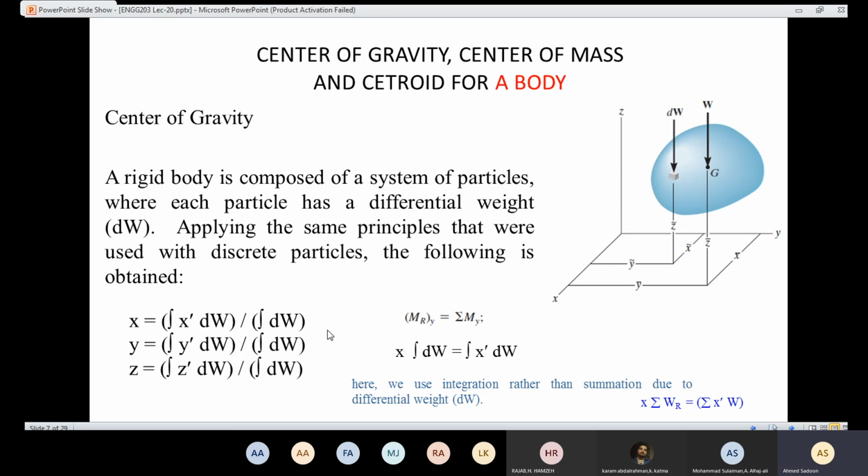So now, in the previous slides, when we dealt with a system of particles, we used to have summation here and summation there. Now we are dealing with a rigid body, so we are going to use the integration. That's the difference between a rigid body and a system of particles. So now we can use those equations in order to determine the center of gravity. It's the same concept, whether it's a body or a system of particles. In a system of particles, we use the summation. In a rigid body, we use the integration.